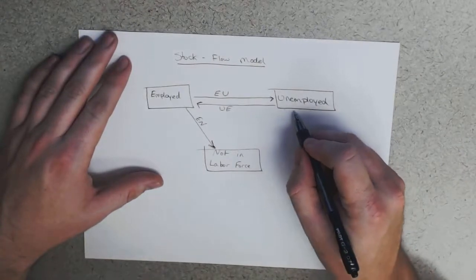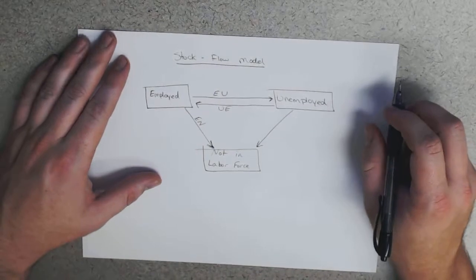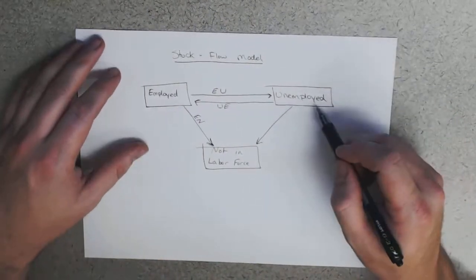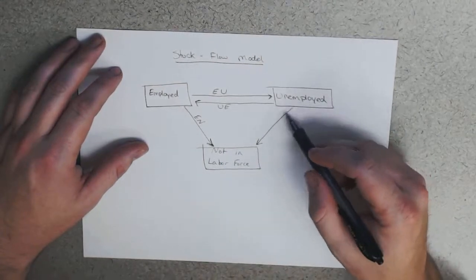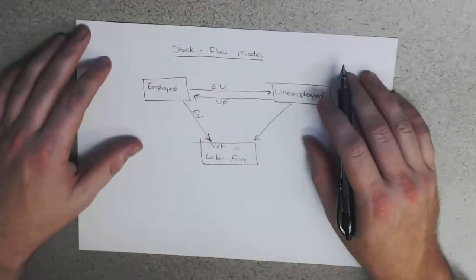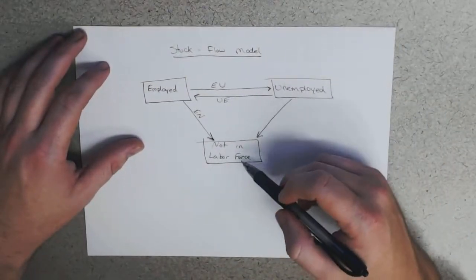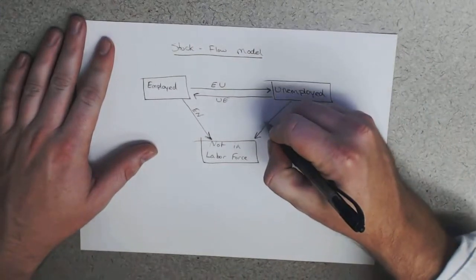People who move from unemployed to not in the labor force, right? This is when someone who is currently looking for work gives up, right? So they're not working, they can't find work, and eventually they just say, you know, screw it, I'm done. I'm not going to even bother looking for work no more, right? We would abbreviate this as UN.